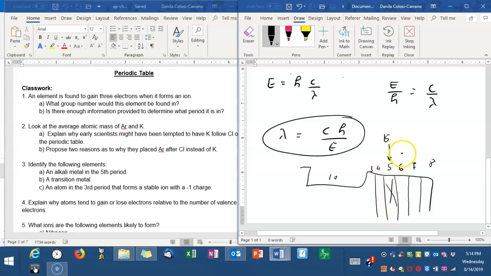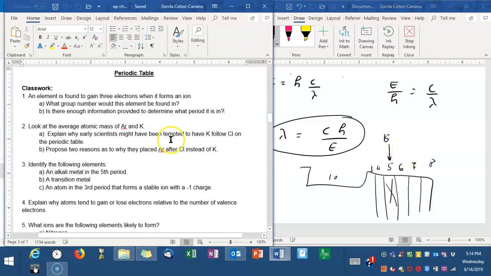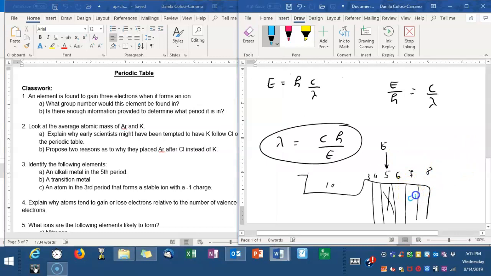And then number 2, look at the average mass for argon and potassium. To have potassium follow chlorine on the periodic table, propose 2 reasons as to why they placed argon after chlorine instead of potassium. Well, argon is a noble gas, it doesn't need any other electron to complete the octet. Chlorine does need 1 extra electron, so chlorine is not happy yet. Chlorine will be right here, for example, and after chlorine they have argon.